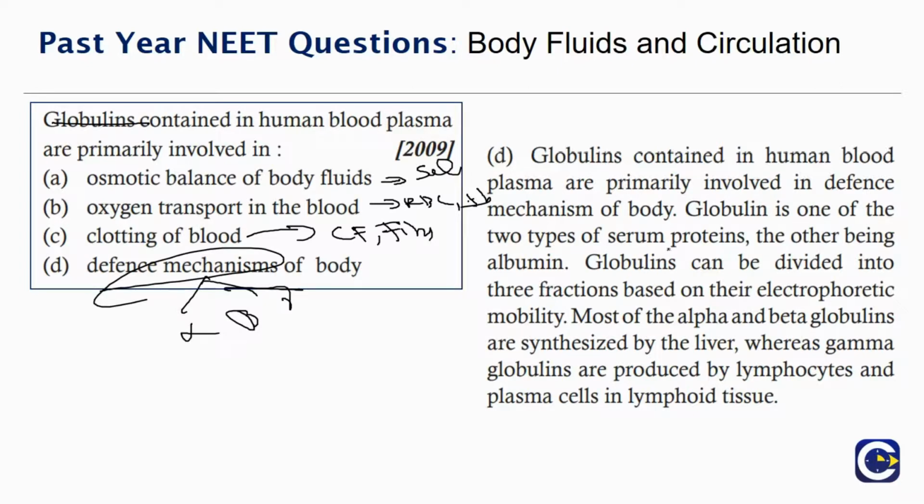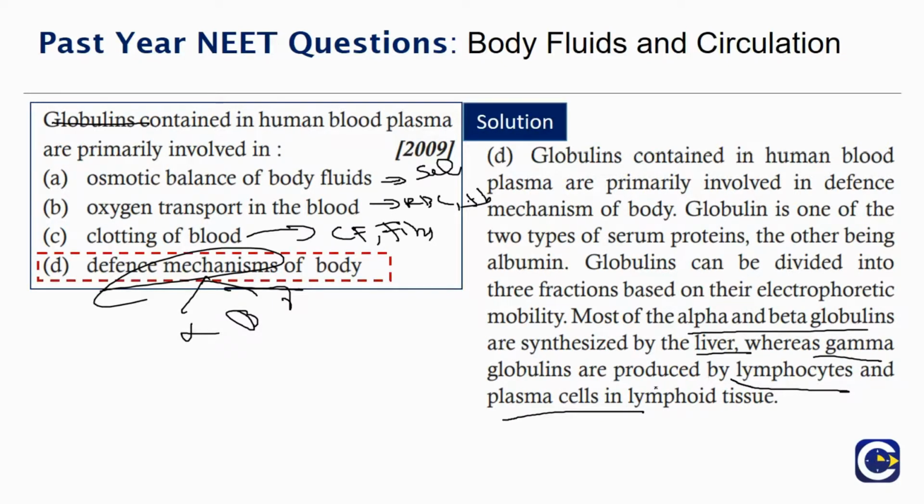Globulin is one of the two types of serum proteins, the other being albumin. Globulins can be divided into three fractions based on electrophoretic mobility. Most of the alpha and beta globulins are synthesized by the liver, whereas gamma is produced by lymphocytes and plasma cells in the lymphoid tissues. So the answer is defense mechanism of the body.